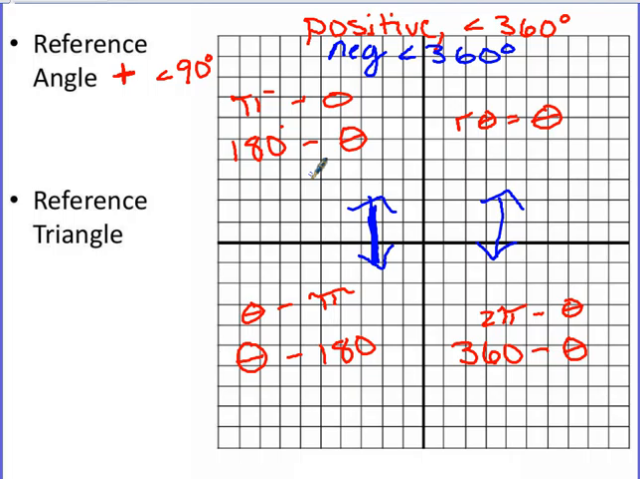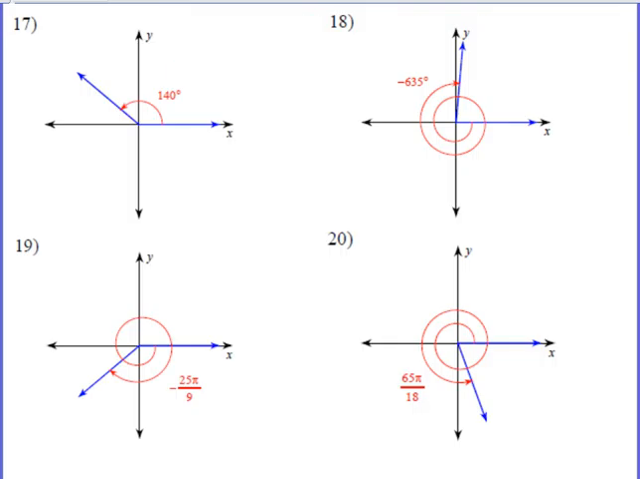To make it work for angles that are greater than 360 or greater than 2 pi radians, greater than a full circle, we're just going to subtract a circle until we get to a number that's less than 360. And we'll do some examples. I'll show you what I mean. But that would give you a coterminal angle, so that it would have the same reference angle and the same reference triangle. Okay, so here we have some examples.